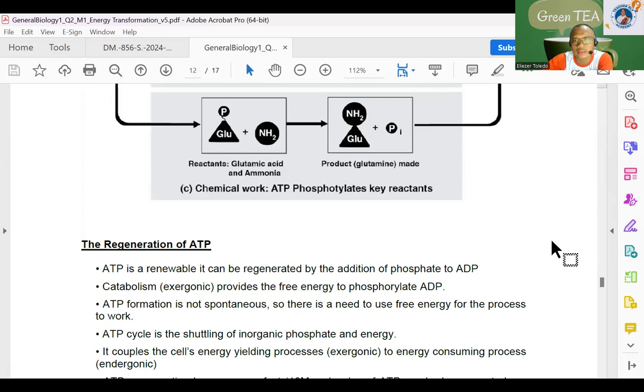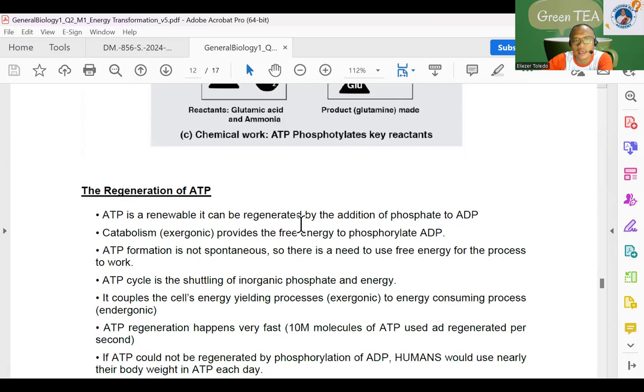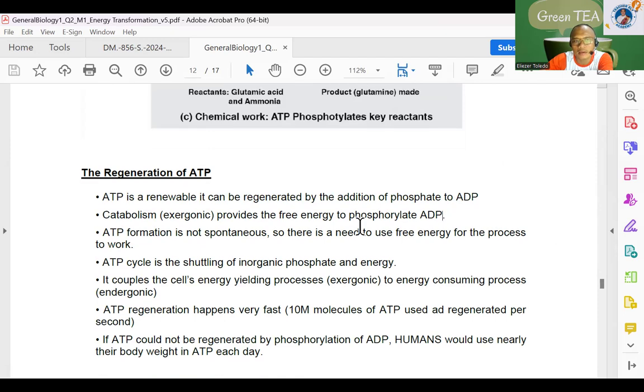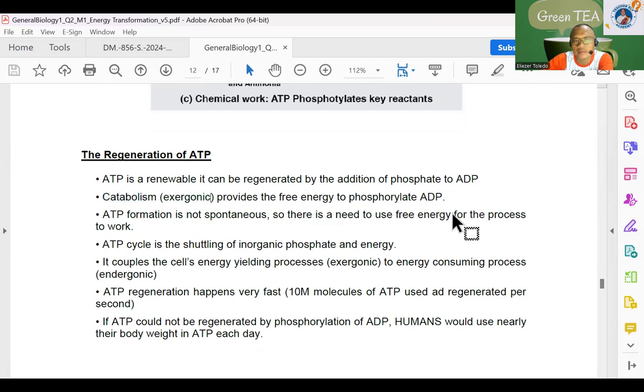Now, it is said to be a cycle. ATP is renewable through the addition of phosphate, which we know already. But here comes, if you could remember, the coupling: catabolism, which is exergonic, provides free energy to phosphorylate ADP.